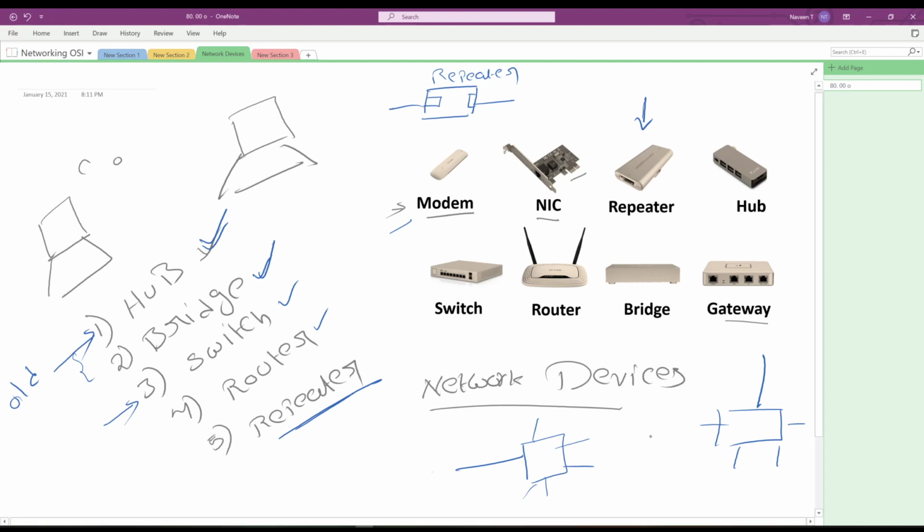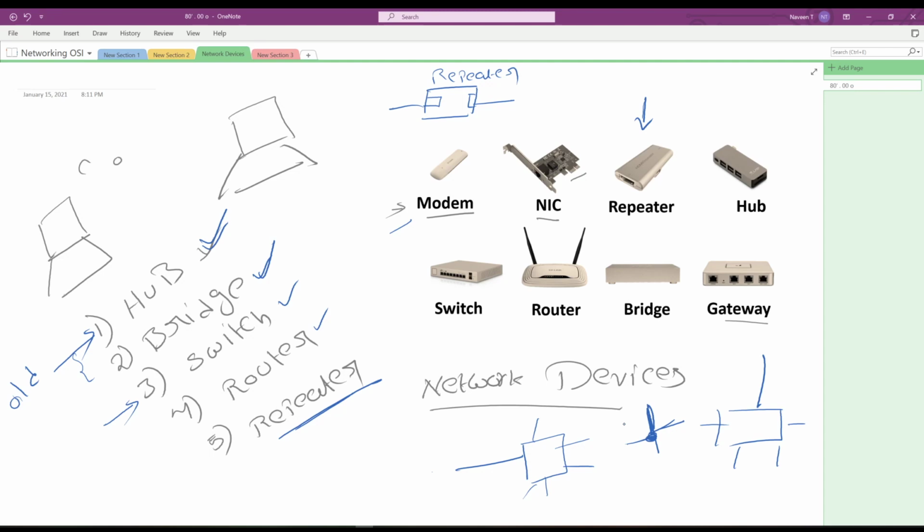Let me tell you a simple way. It's like you have multiple wires, and you just join those wires together. Let's say you want to connect multiple computers, or multiple TVs. Just take it out of context.